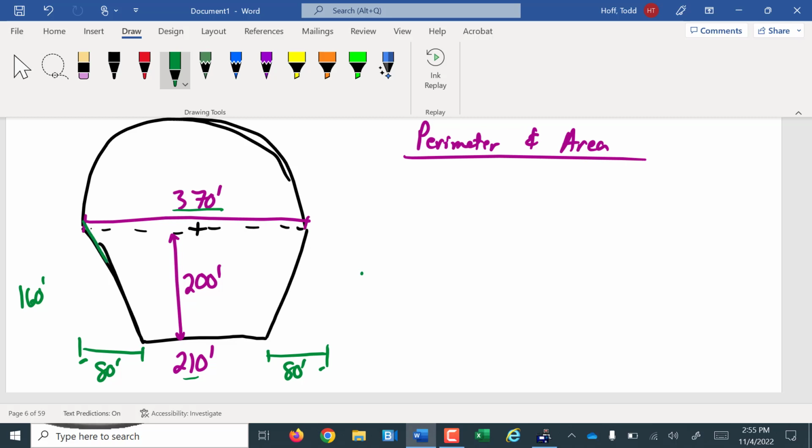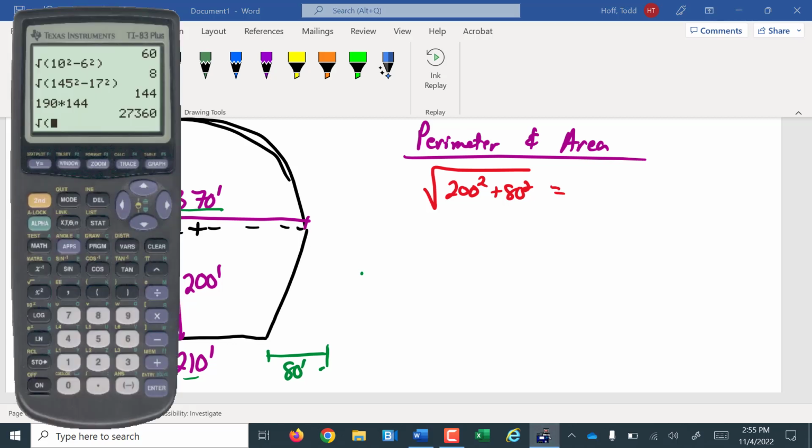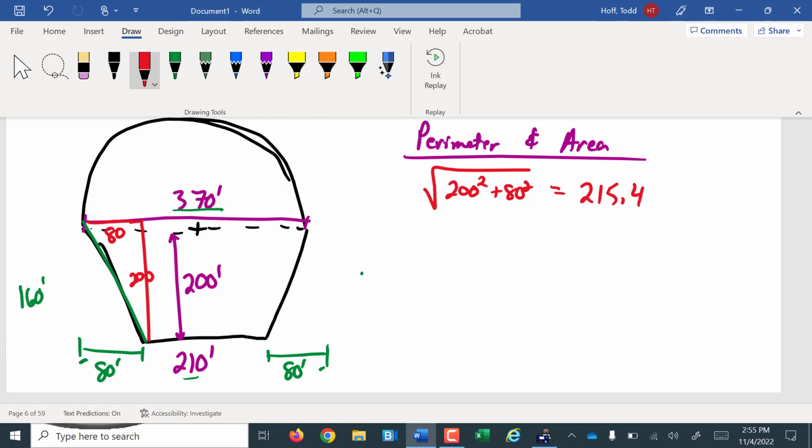Then we need to know the slant length here. We're going to find that slant because this is 80 and this is 200. We'll find that by doing, you got it, square root of 200 squared plus 80 squared. Those are the two legs. We're looking for the hypotenuse. So that gives us 215.41 feet on each side.